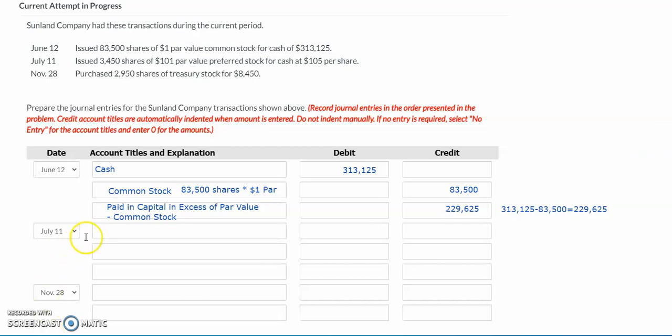And we're going to start off by recording our journal entry. So anytime you have a stock transaction, the company receives cash in exchange for stock. So this time, instead of using the word common stock, we're going to have the word preferred stock. And we're also going to have a separate account for the paid-in capital in excess of the par value or the stated value on that preferred stock.